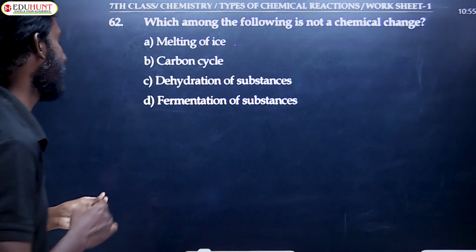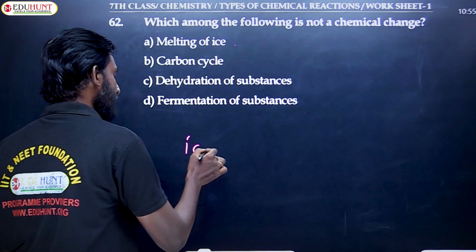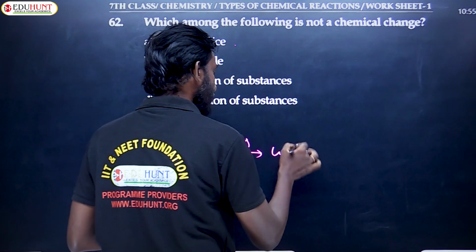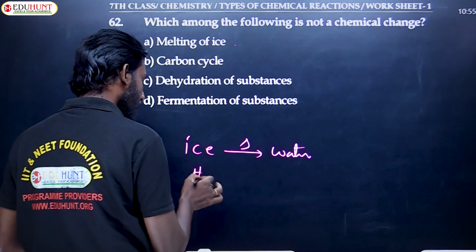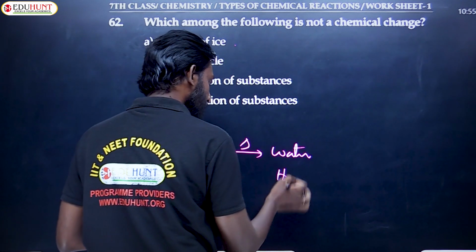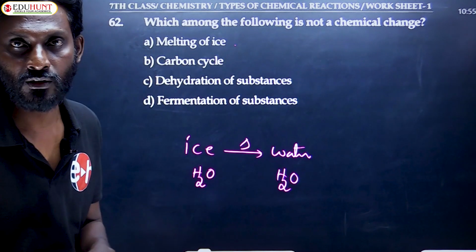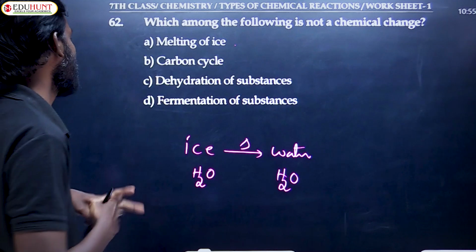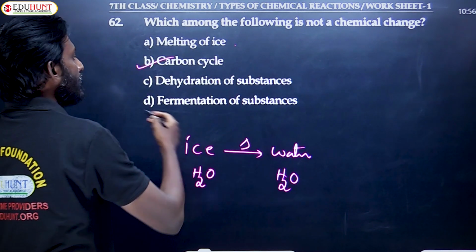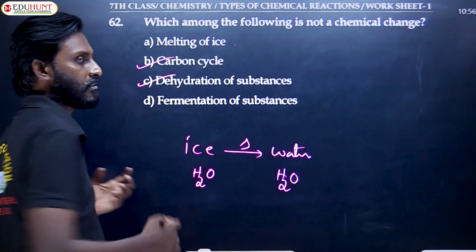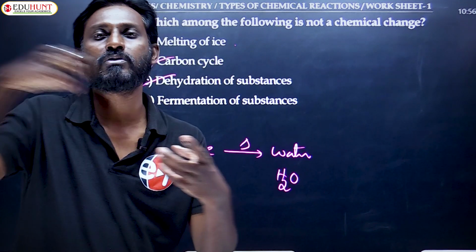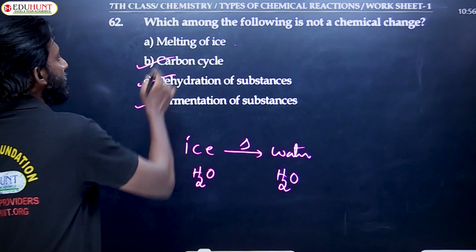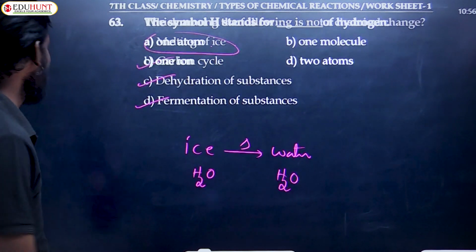Next. Which of the following is not a chemical change? Melting of ice. See, when ice is heated, you will get water. The point is in both cases, it is H2O only. Chemically not different, only the physical state changed. So melting of ice is not a chemical change. Carbon cycle is a chemical change. Dehydration of substances. Dehydration means water is coming out from some substance. That is a chemical change. Fermentation is a chemical change. Melting of ice is not a chemical change.